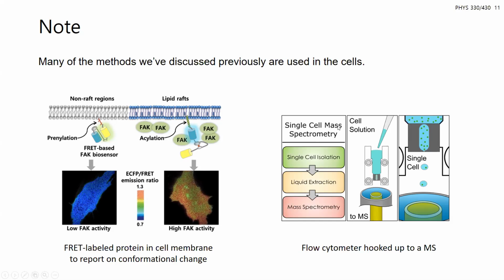And then similarly, I mentioned mass spectrometry, you can do this cell by cell, where just like the cell sorter, you can hook up your flow cytometer, instead of going to that electrostatic plate to then sort the cells into different vials. You can just have the single cells be fed into a mass spec and then perform mass spectrometry cell by cell. So that's another example of a technique we've previously discussed being applied at the cellular level instead of the molecular level.